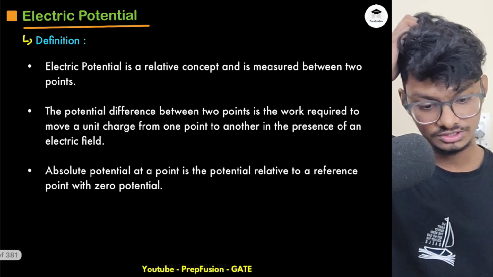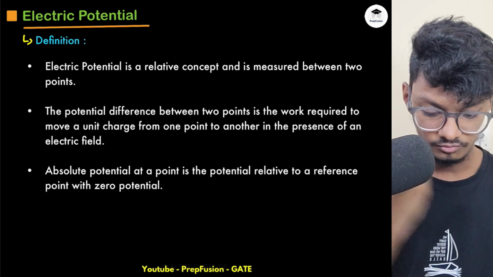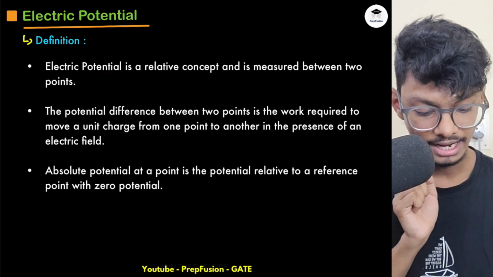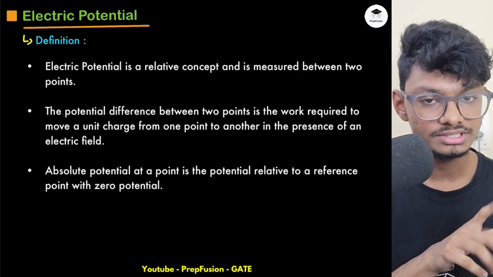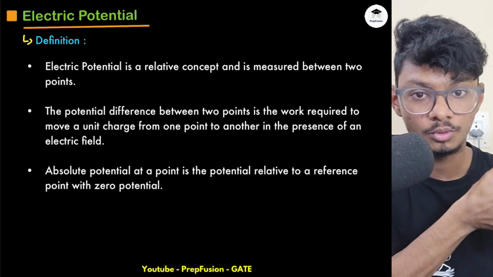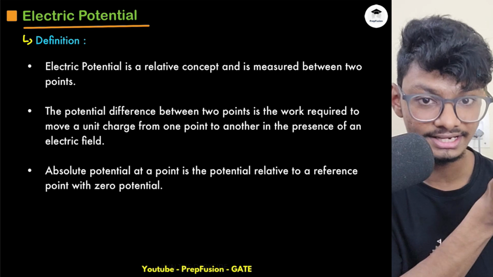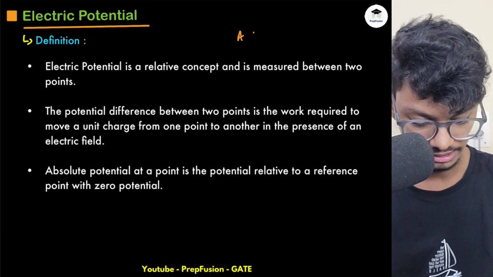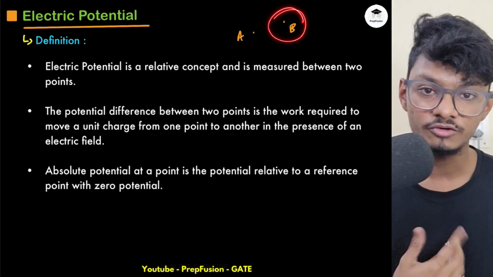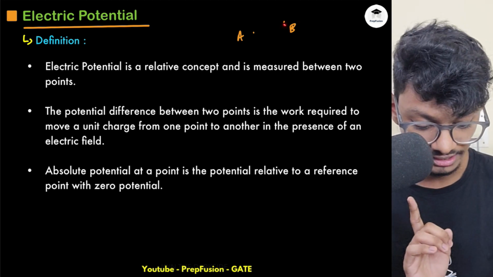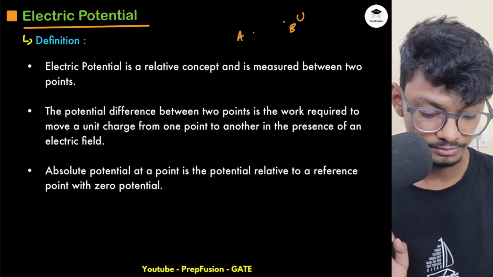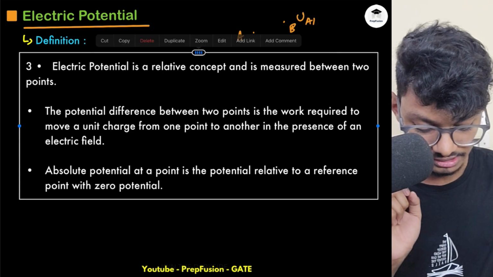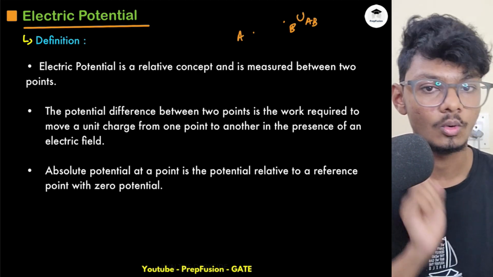First of all we have to identify the definition of electric potential. Electric potential is a relative concept and is measured between 2 points. It is not an absolute potential, that is, potential at a point. Let's say I have 2 points A and B. What is the potential of B? I cannot exactly say, but relative to A, what will be the potential of B? That will be VAB. So potential is a relative quantity.